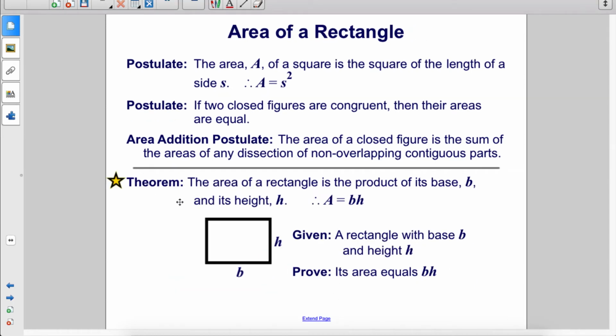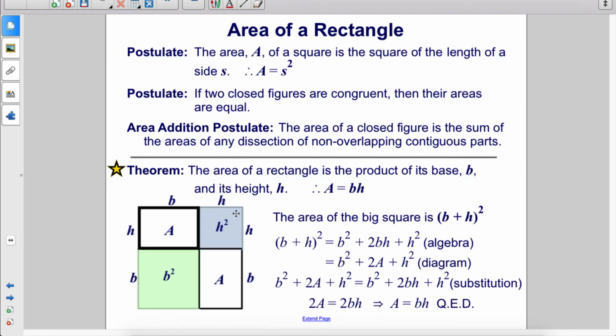Here's a theorem. The area of a rectangle is the product of its base B and its height h. A equals BH. Given a rectangle with base B and height h, prove its area equals BH. Alright, so the area of the big square here is B plus H squared. So we've taken that rectangle that's B and H, and we've created a square by turning this rectangle on its side here and then creating these little squares here.